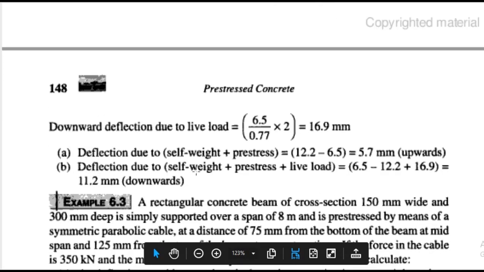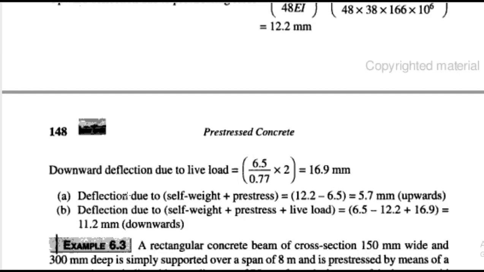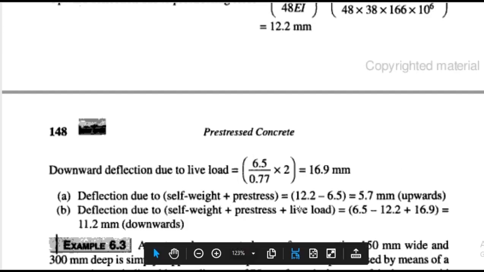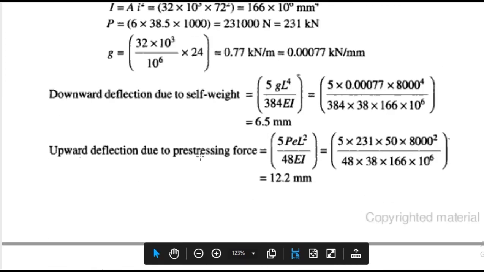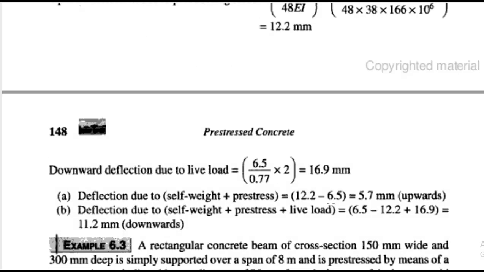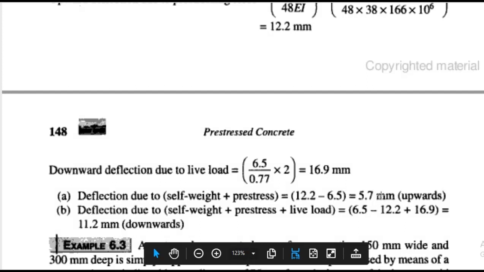Next, deflection due to self-weight plus pre-stress, that means the resultant deflection, we have to calculate. That resultant deflection due to self-weight plus pre-stress equals 12.2 minus 6.5. That means upward deflection minus downward deflection. Downward deflection due to self-weight and upward deflection due to pre-stressing force gives the net deflection as 5.71 in the upward direction. Plus value indicates the upward direction, negative value indicates the downward direction.